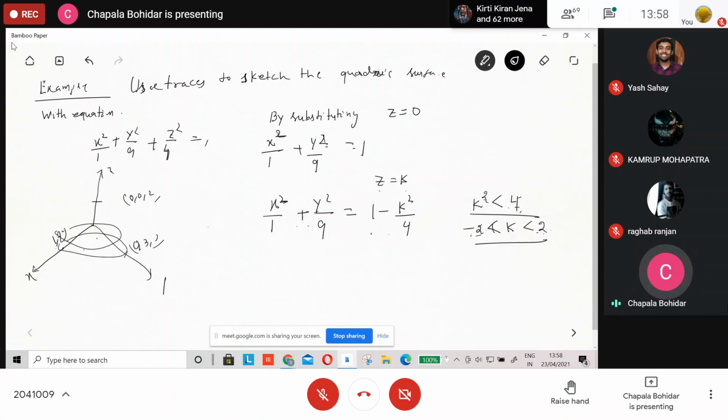Now come to the vertical trace. Our ellipse is here like this. If you trace it, you will get this one. And if you trace it, you will get the horizontal trace also. So now we get our horizontal trace.